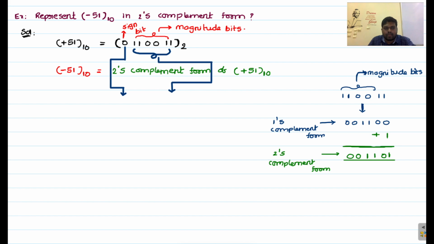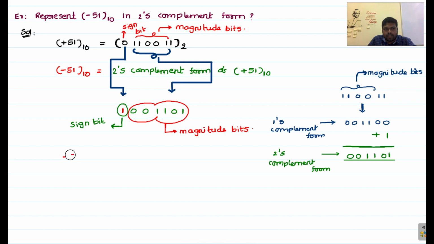And here you can observe the sign bit is 1, and the remaining magnitude bits are 001101. You place this here. So here this one is the sign bit and these are the magnitude bits. Now minus 51 base 10 equals 1001101.